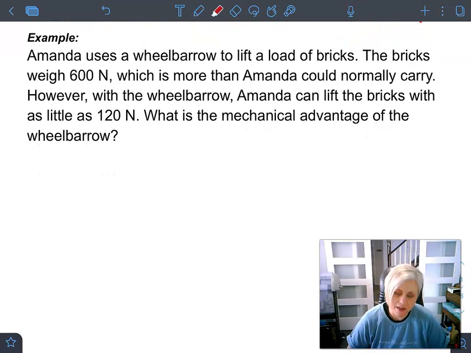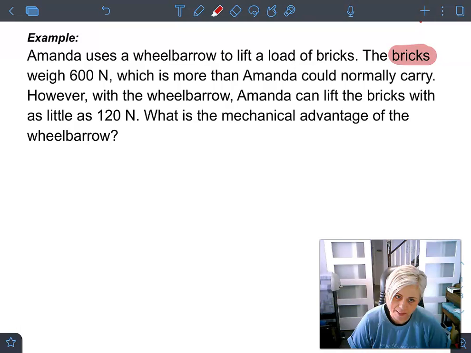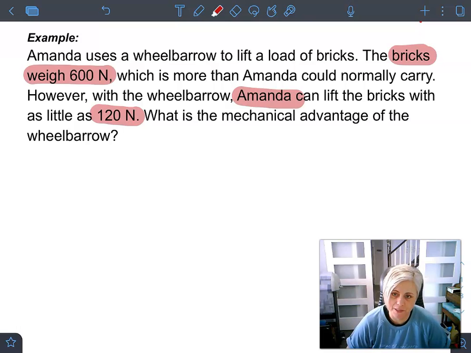Alright, so let's go ahead and do an example here. We want to highlight the key information. We want to look for words that help us with identifying input versus words that help us to identify output. Okay, so input is what the person is applying. Amanda uses a wheelbarrow to lift a load of bricks. The bricks are the load that she's lifting. Okay, they weigh 600 newtons. So that has to be what the machine outputs. That's more than Amanda could normally carry. With the wheelbarrow, Amanda can lift the bricks with as little as 120 newtons. Okay, Amanda is applying that 120 newtons.